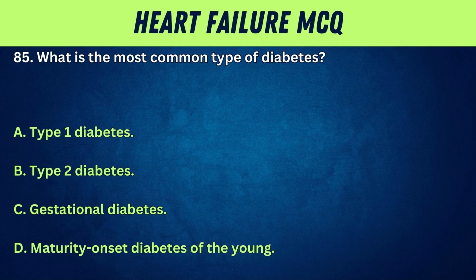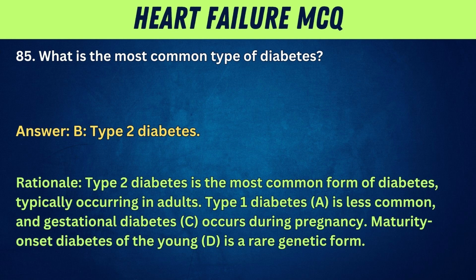85. What is the most common type of diabetes? A, type 1 diabetes. B, type 2 diabetes. C, gestational diabetes. D, maturity-onset diabetes of the young. Answer, B, type 2 diabetes. Rationale, type 2 diabetes is the most common form of diabetes, typically occurring in adults. Type 1 diabetes, A, is less common, and gestational diabetes, C, occurs during pregnancy. Maturity-onset diabetes of the young, D, is a rare genetic form.